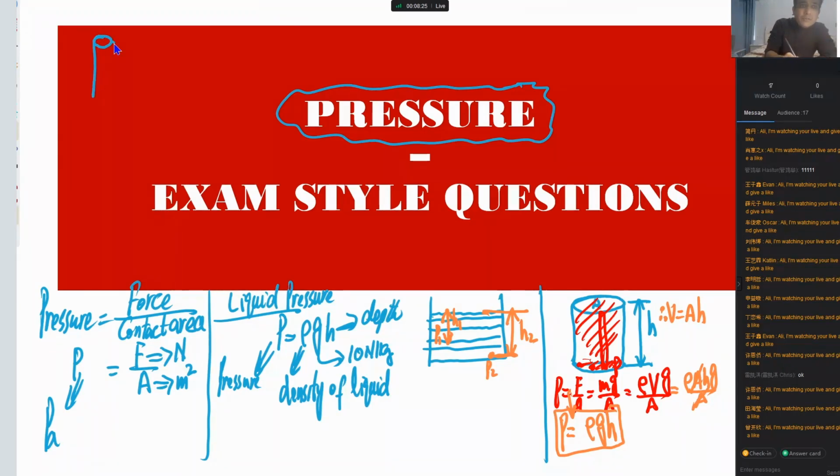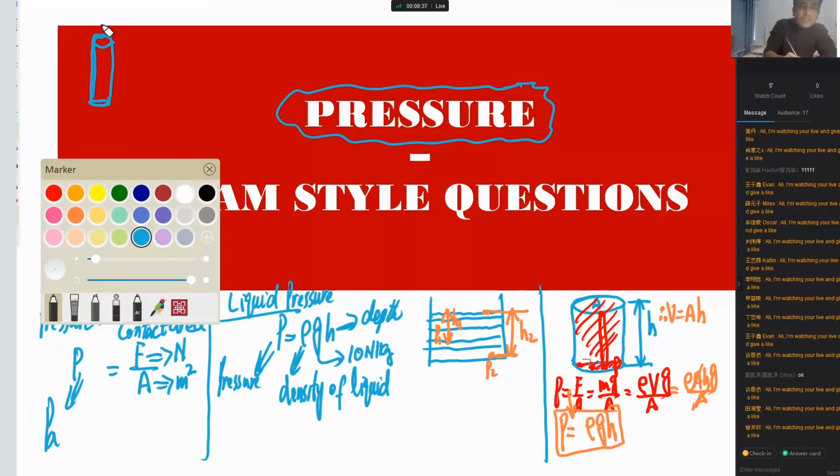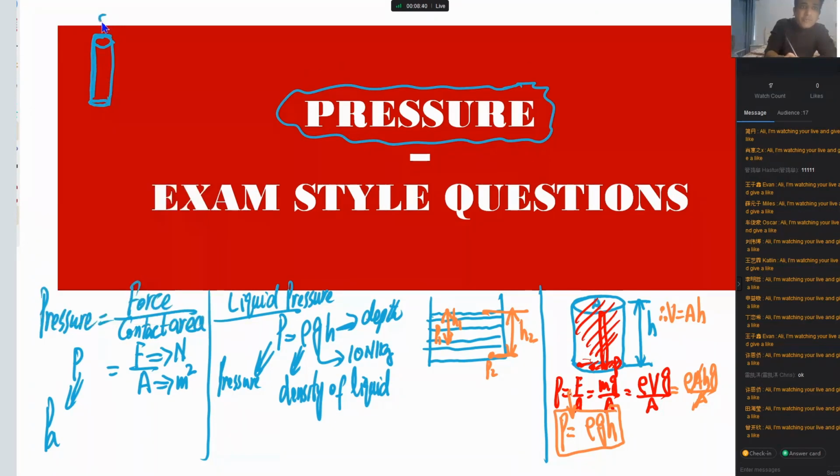Let's say this is a liquid cylinder, or you can say a water cylinder. So this is just filled with water. And now in this case, you can imagine the cross-sectional area of this one, let's say this one is equal to A. And the height of this one, let's say, is H.